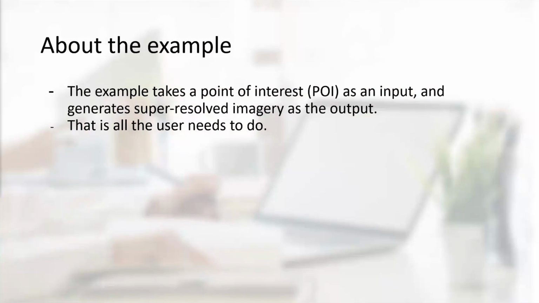All the user needs to do in order to get that super resolved image is just to select a point on the planet, and our example notebook does everything for you. A point on the planet that interests us is appropriately called a point of interest, or a POI, which I might call them from now on. And a POI, or a point of interest, is defined by its coordinates, its longitude and latitude. But you don't even need to know those from memory to use the example. You can just click on a map and it will get them for you. But more on that later.